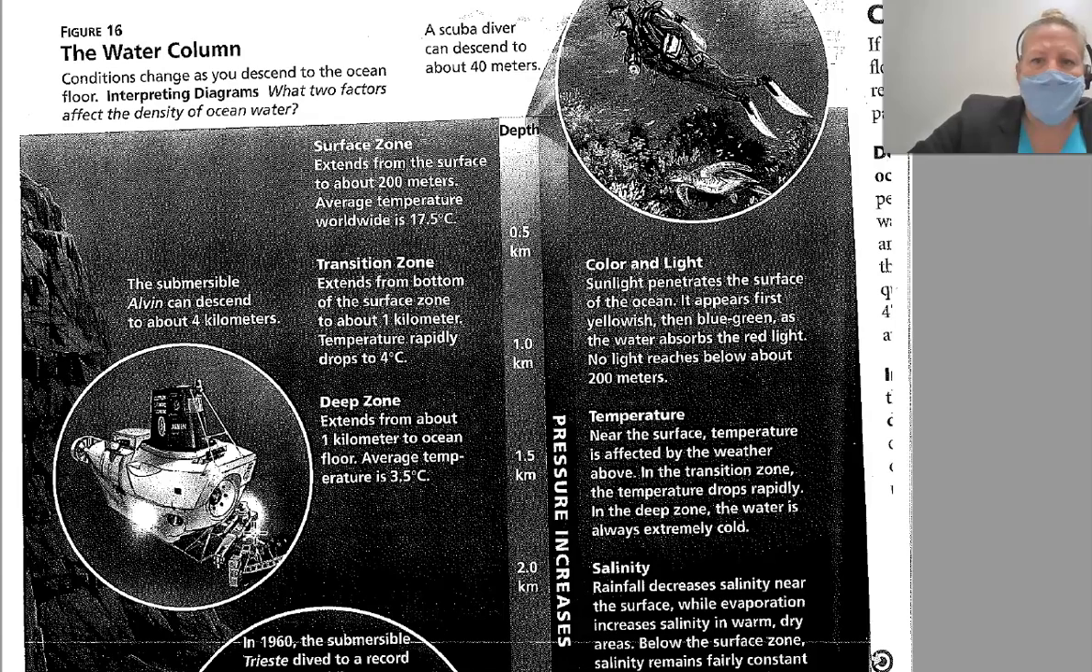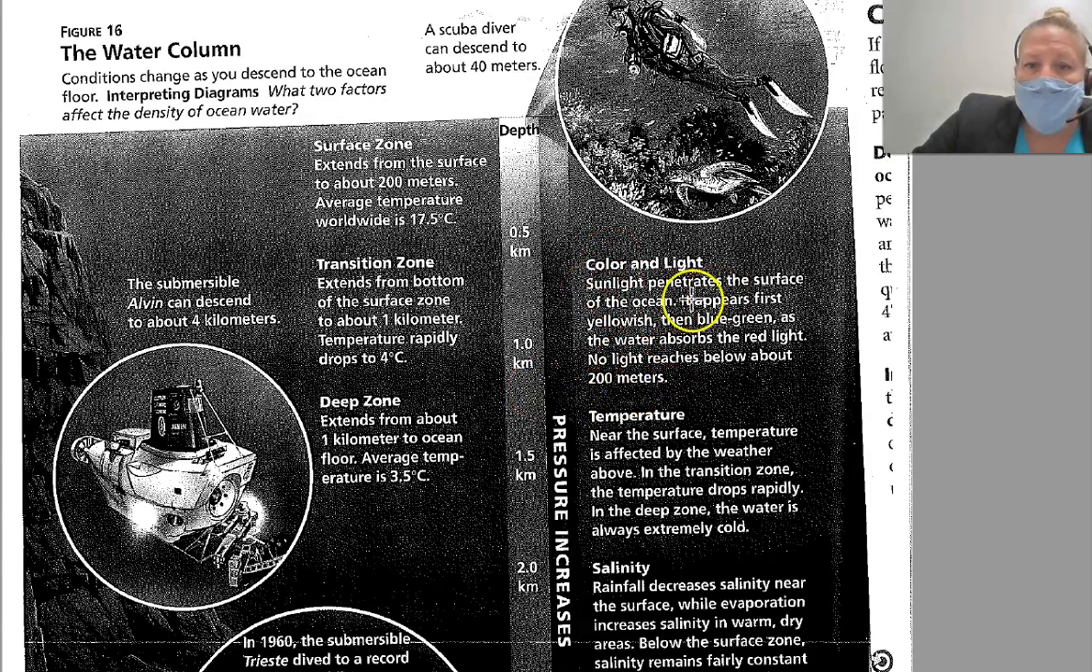Okay, so we have a water column here. Here are the conditions as you descend into the ocean. We have the surface zone. It extends from the surface to about 200 meters, and the average temperature worldwide is about 17.5 degrees C. Then we have a transition zone. It extends from the bottom of the surface zone to about 1 kilometer. The temperature rapidly drops to 4 degrees C.